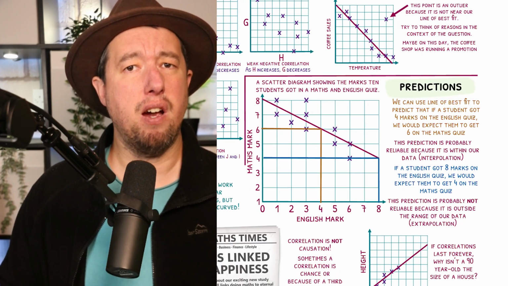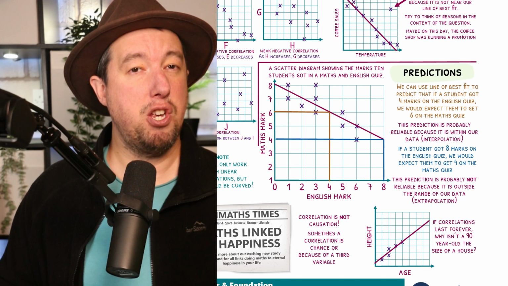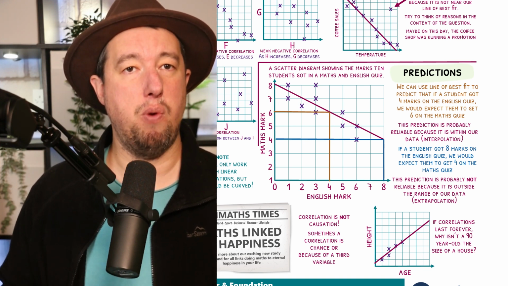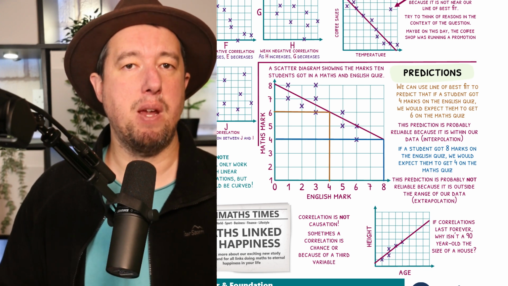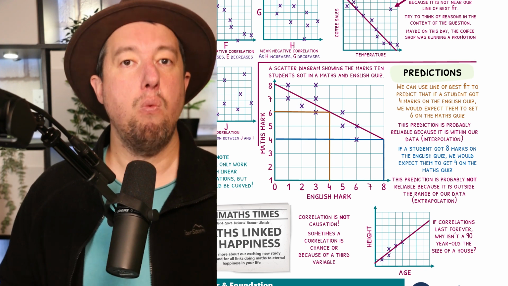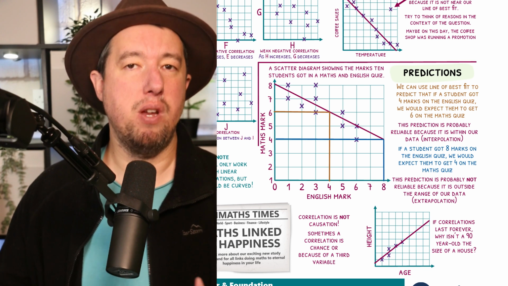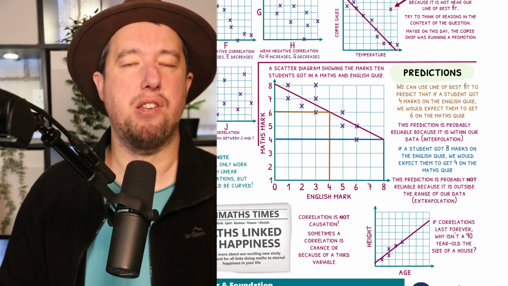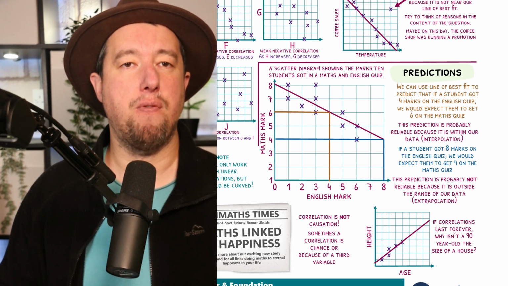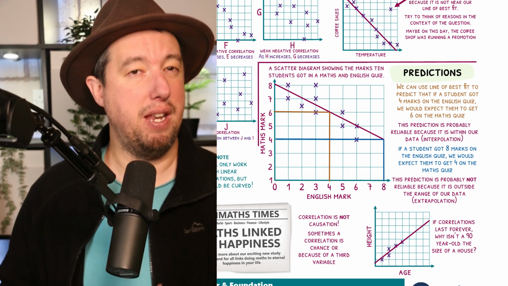With scatter diagrams, there are two types of predictions or estimates you can make: interpolation and extrapolation. This scatter diagram shows maths and English marks on a quiz. Let's use the line of best fit to estimate what a student would get in their maths quiz if they got 4 on the English quiz. We will start by drawing a line up from 4 until our line of best fit, and then across, and we see that they will probably get roughly 6 on the maths quiz. This estimate is reliable because we're using the line of best fit in the part of the scatter diagram that has data around it. This is called interpolation.